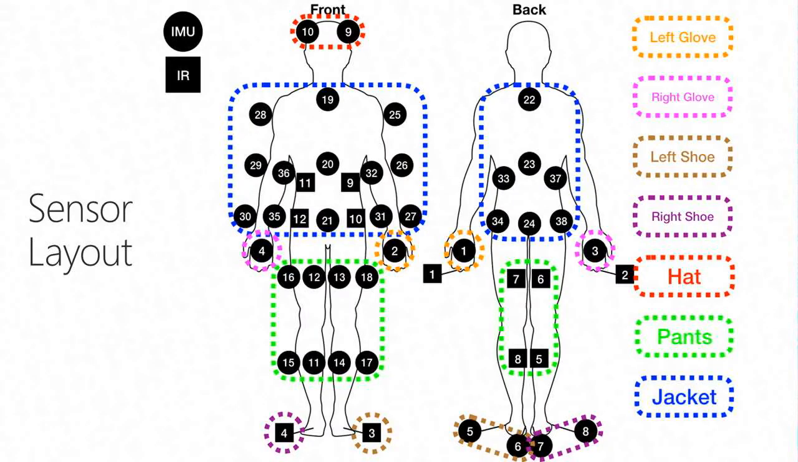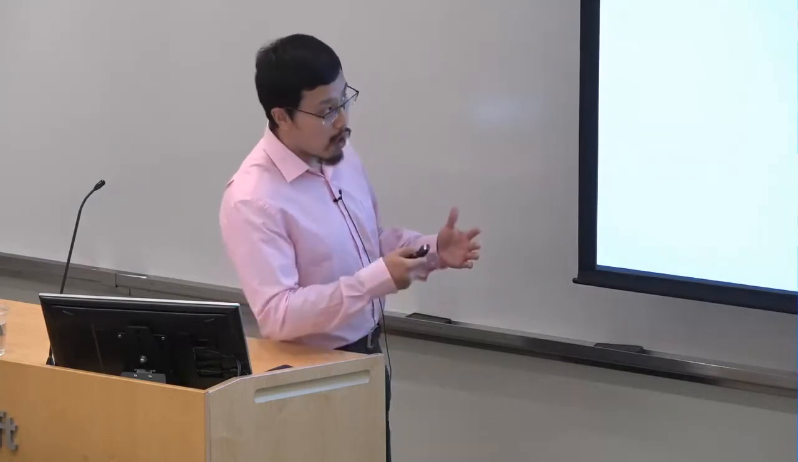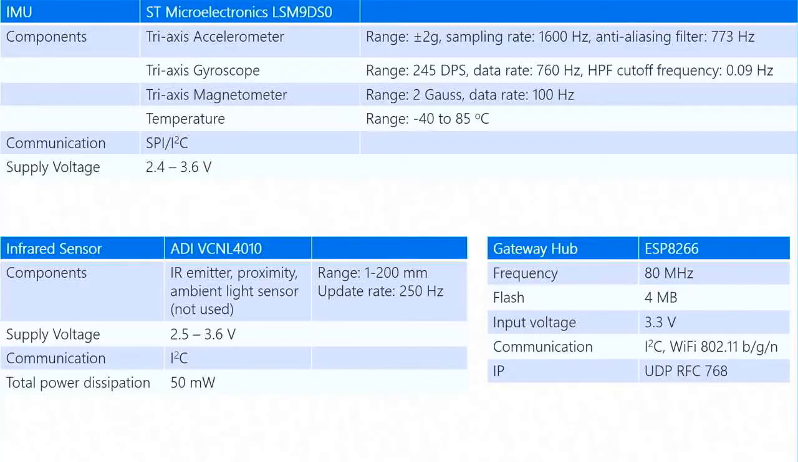So this is the sensor layout. As we can see, the whole body is covered by a very dense body sensor network. The circles represent IMUs, and the squares represent infrared sensors. So the whole body is covered. Basically, we have a lot of redundancy for the sensors.